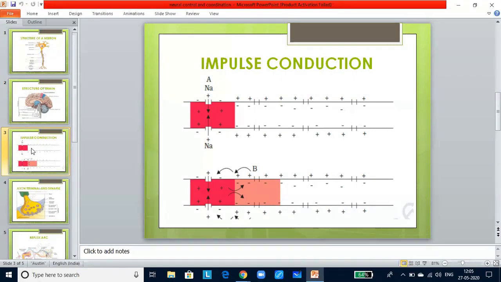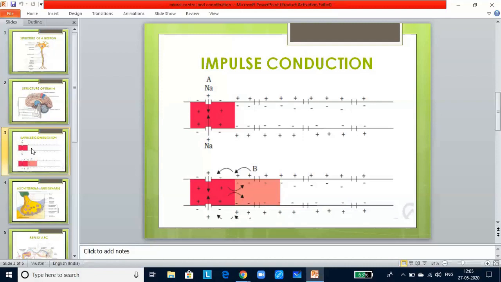When a stimulus is applied at a site on the polarized membrane, the membrane becomes permeable to sodium ions. This leads to the rapid influx of sodium ions, followed by the reversal of the polarity at that site. The polarity of the membrane at site A is thus reversed and hence depolarized. The electrical potential difference across the plasma membrane at site A is called action potential or nerve impulse.